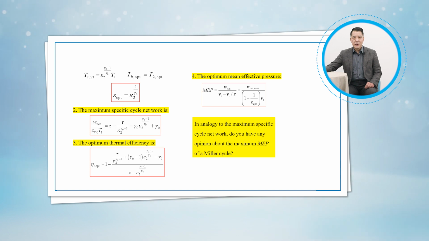Again, questions for you. Can you try to find the compression ratio for the maximum MEP? Is it the same as that for the maximum cyclic specific net work?